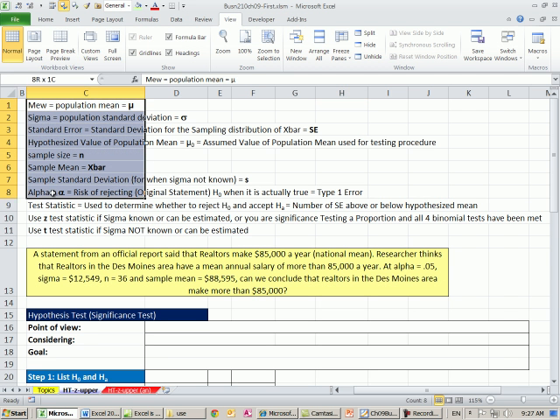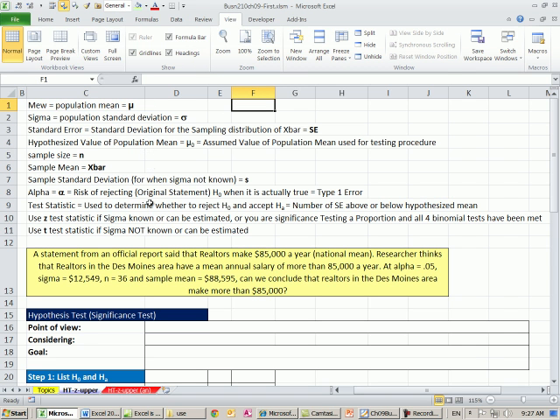Now, at the top of each one of these sheets, I list, to remind you, all of the variables that we use. Mu is the population mean. Sigma is the population standard deviation. Most of the time we won't use that, but when we do, we can use the z distribution. Standard error, that's the standard deviation for the sampling distribution of x bar. I'm going to use the abbreviation SE. That's very important. That'll tell us how many standard deviations, right? And that's part of our calculation for the test statistic.